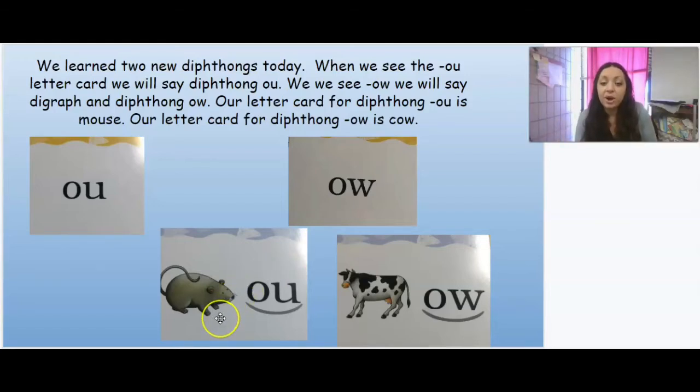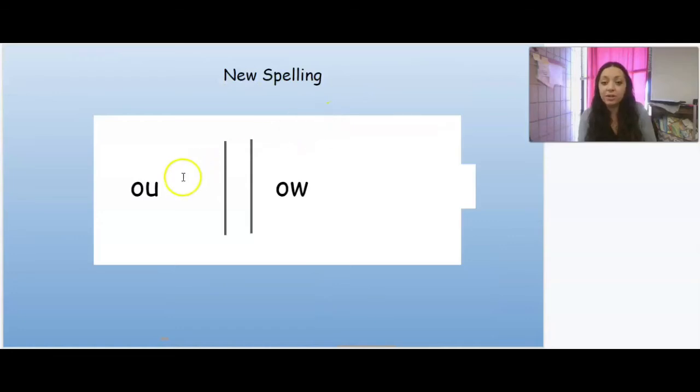Okay, and then we have a new card right here. We have mouse, ow, diphthong OU. Then we have cow, ow, diphthong OW. All right, so here's our spelling word. We're going to say OU for that ow sound, and then we're going to put final OW because that OW is going to go at the end.